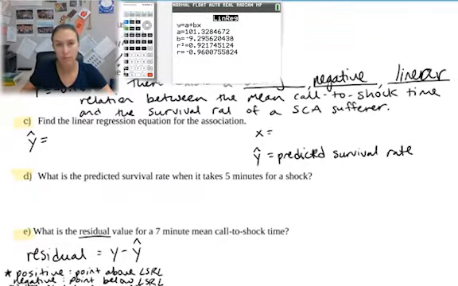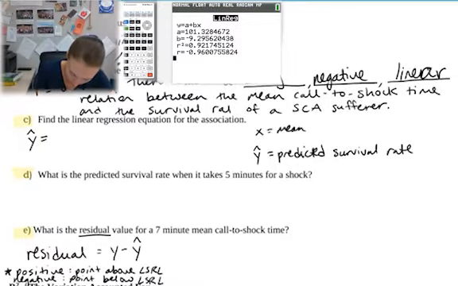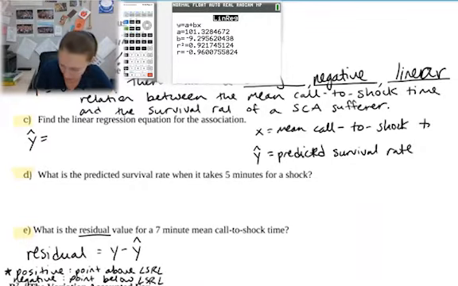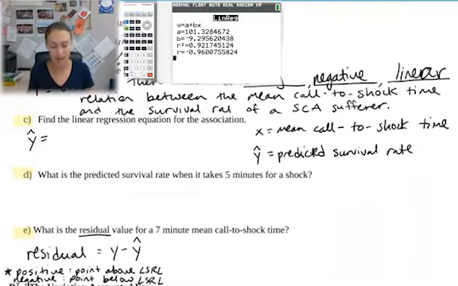So it's really important that we note that our least squares regression line isn't going to give us the exact y values. It doesn't actually go through any of the data points we have, but it'll give us predicted y values based on x, which was our mean call to shock time. If you forget to define your variables, that might cause you loss of points on the AP exam. So make sure you define your variables.